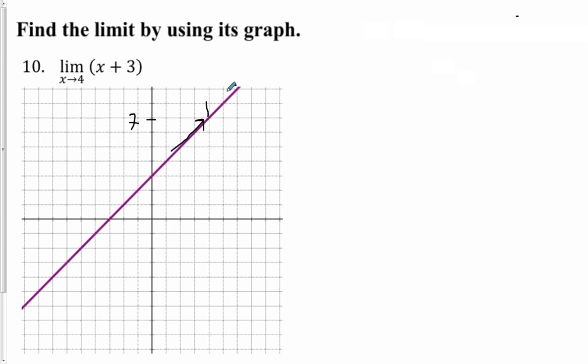From the right, is it also approaching the same spot? Yep, it is linear. It is also approaching the same point right here, which is 7. And so, in this case, the limit of the graph is 7, right? Because both sides matched.